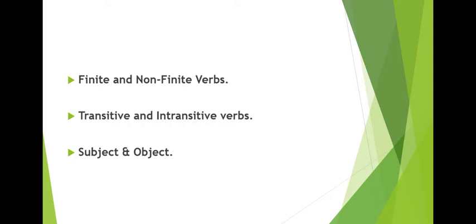So when I talk about object, the first thing that I would like to ask you is, what is subject? We have learned that subject is the performer of the action. Who is performing the action? That is the subject. And what is the object? The receiver. Who is receiving the action done by the subject, right? That is what we call subject and object. Now let us look into our topic for today.